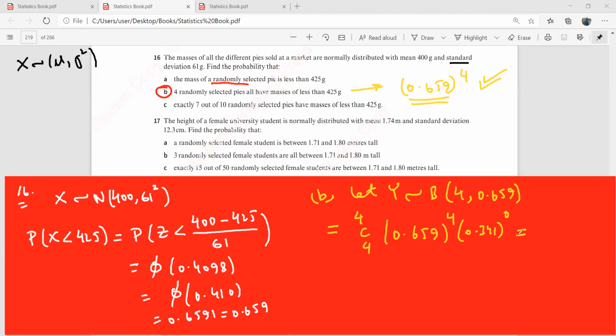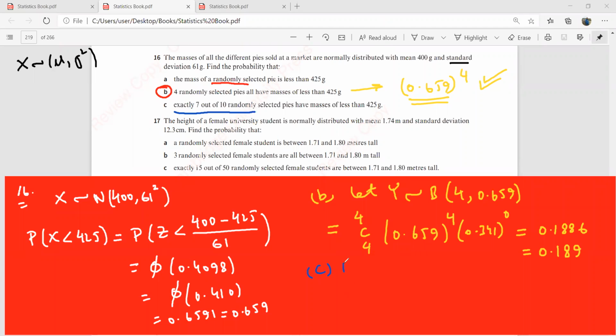So this is 0.1886. Correct to three significant figures, this is 0.189. That is the answer to this B part. And if you look at the C part, it now says exactly 7 out of 10. So now this is clearly a binomial distribution here: 7 out of 10.